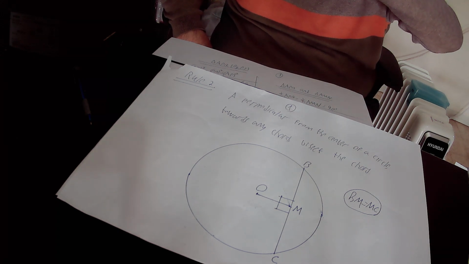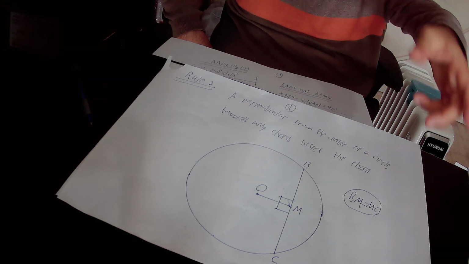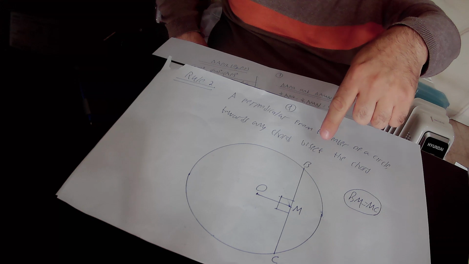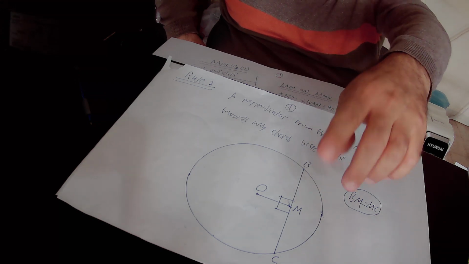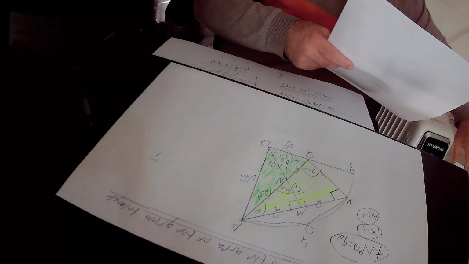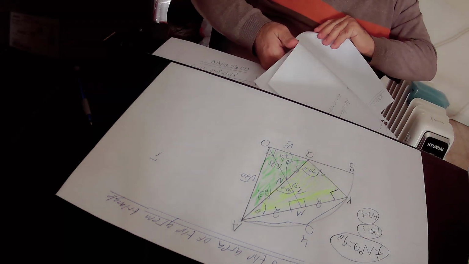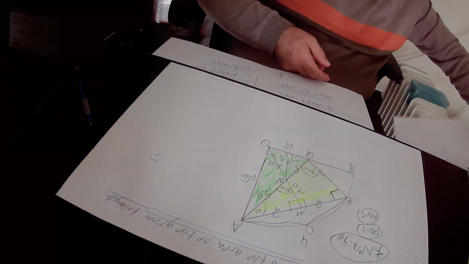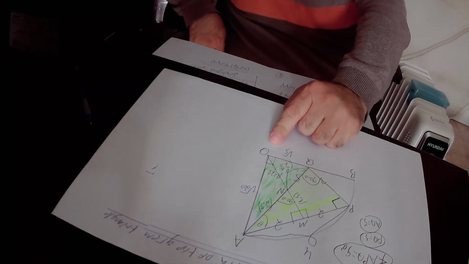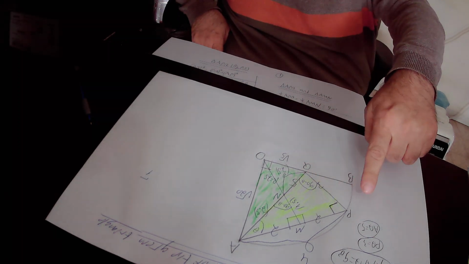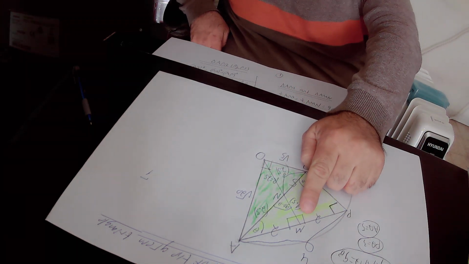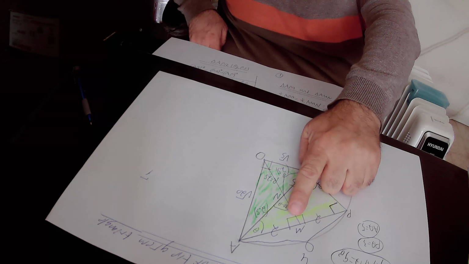So whenever we draw a perpendicular from the center of the circle towards any chord, it will bisect the chord. In this case, the perpendicular OM bisects chord BC, that is to say BM equals MC. So we can implement rule number 2 in our drawing. From the center of the circle, that is to say from point O, we draw a perpendicular on chord PA. This angle equals 90 degrees and this angle equals 90 degrees according to our construction.